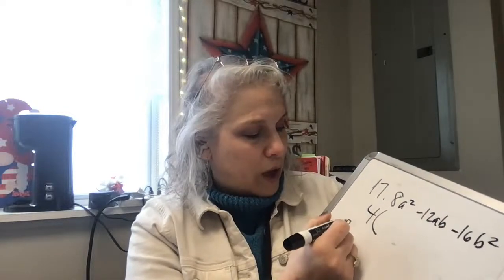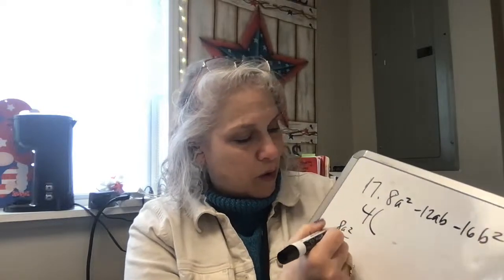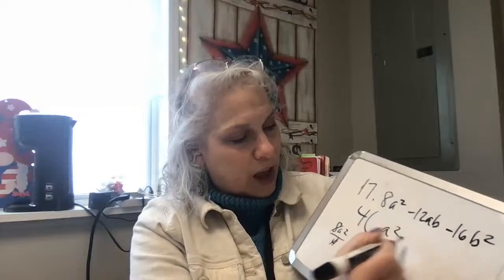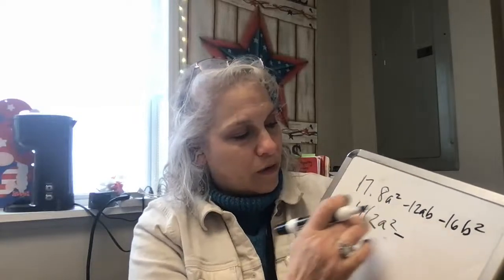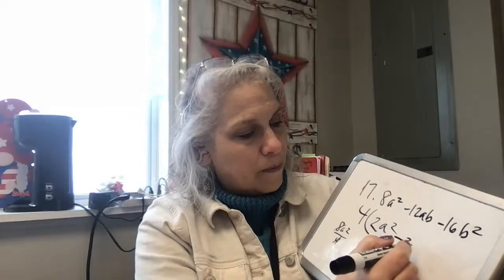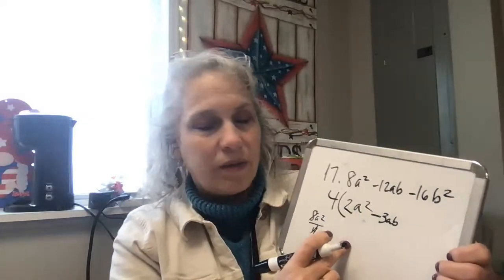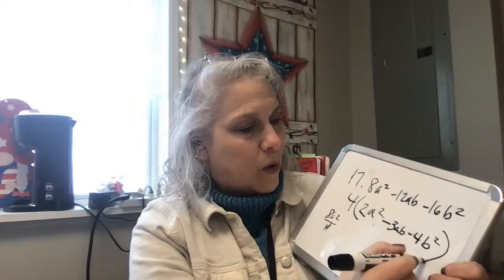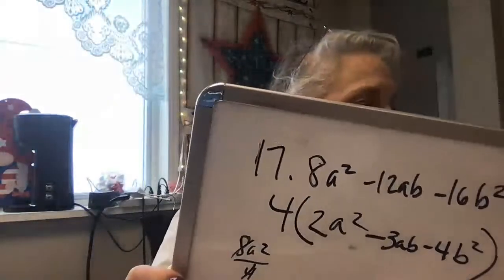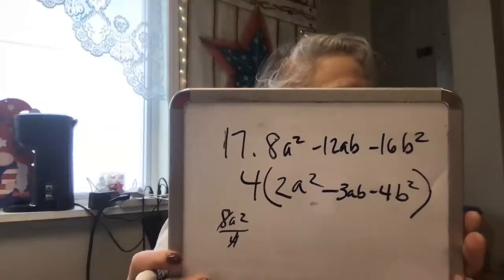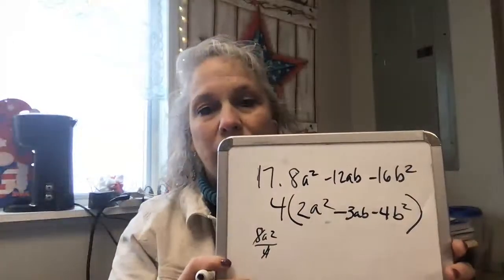So now 8a squared divided by 4: the a squared stays, but 8 divided by 4 is 2. Minus 12 divided by 4 is 3, and the ab stays. And then minus 4, and then b squared. So I can't really factor out anything else. That's all I can do on that one. So that is the answer to number 17.